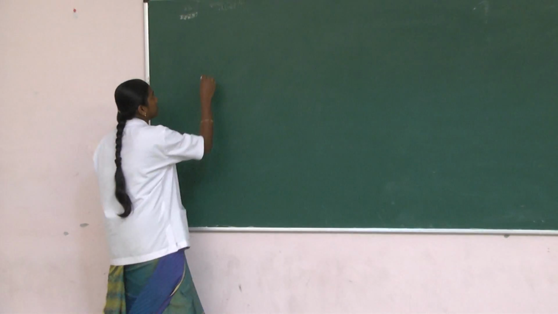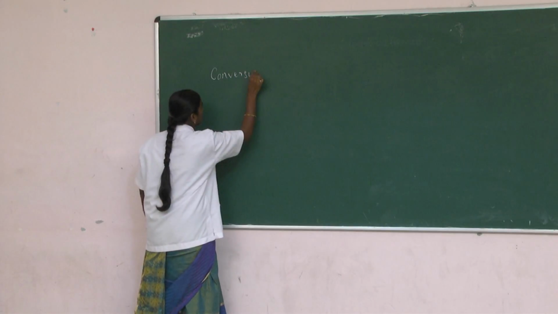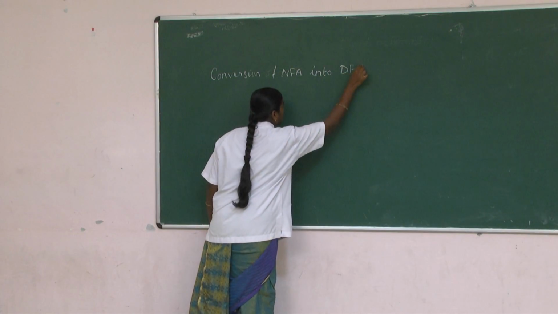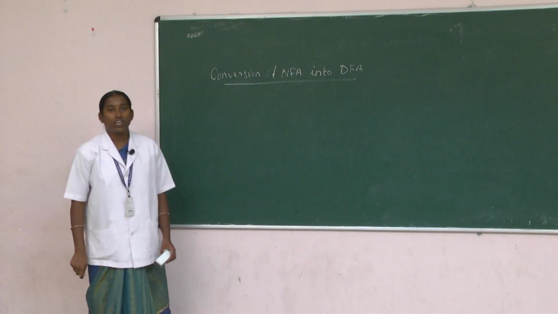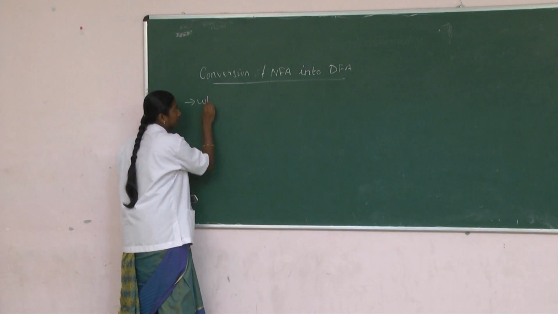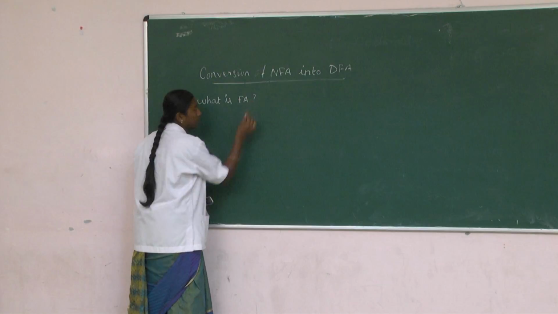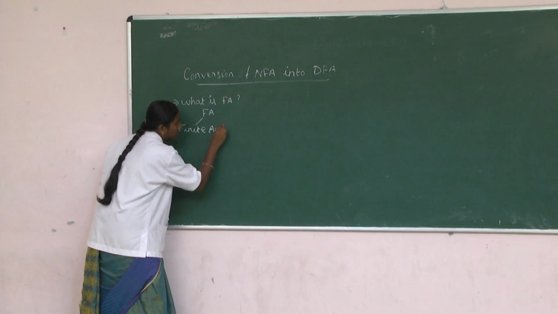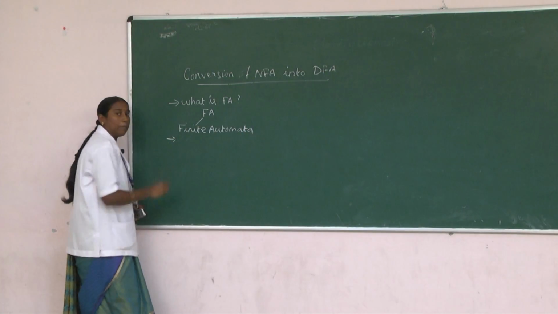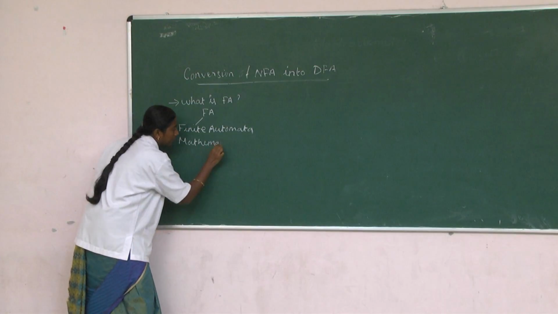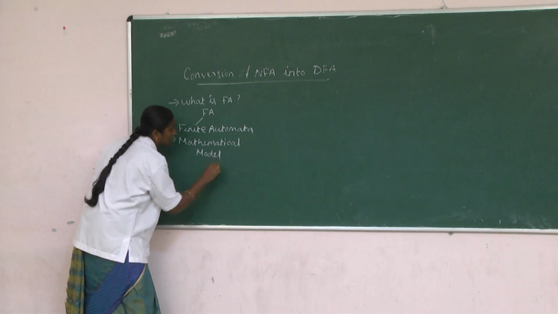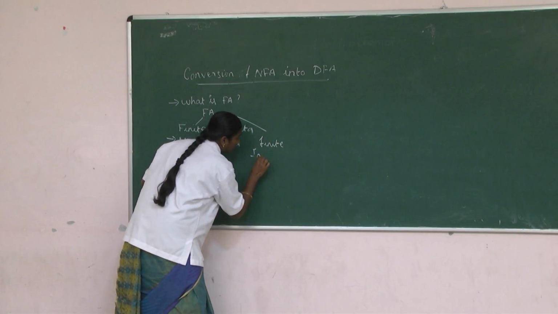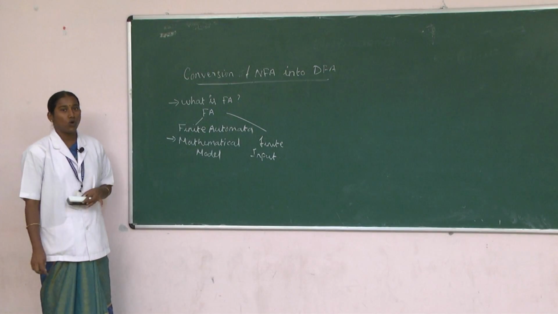Today my lecture topic is conversion of NFA into DFA. First we see what is FA. Here FA stands for finite automata. It is a mathematical model. This model accepts only the finite input. So we can say this model is also called as computational model.